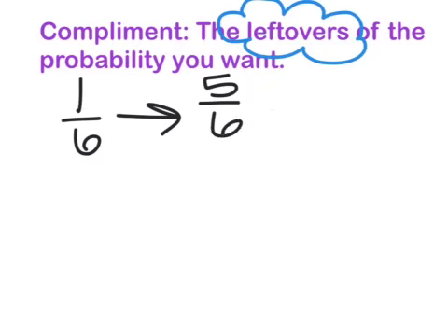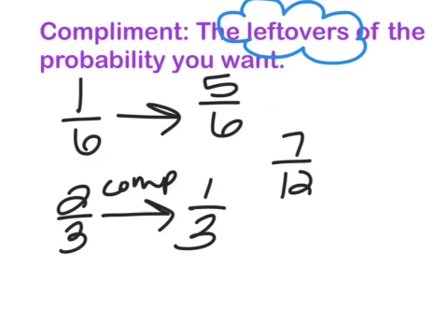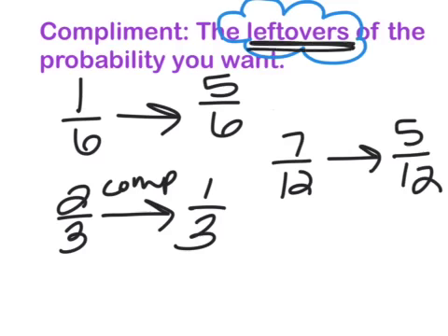What about 2/3? Well, if there's 3 pieces of candy on the desk, then you eat 2 of them. How many's left over? 1/3. What about 7/12? Okay, there's 12 pieces of pizza. You and your friends eat 7 of them. How many leftovers do you have? You have 5/12. So remember, complements are the leftovers. Easy.